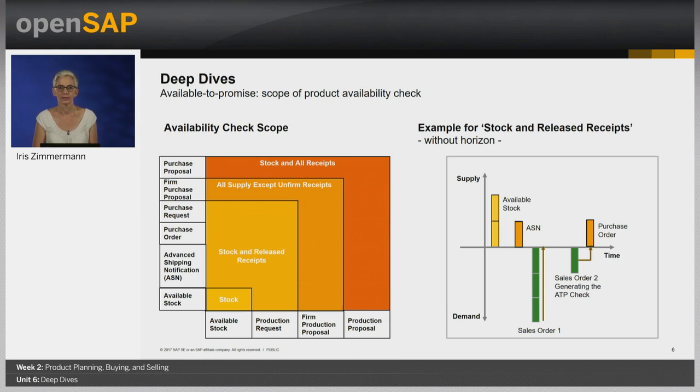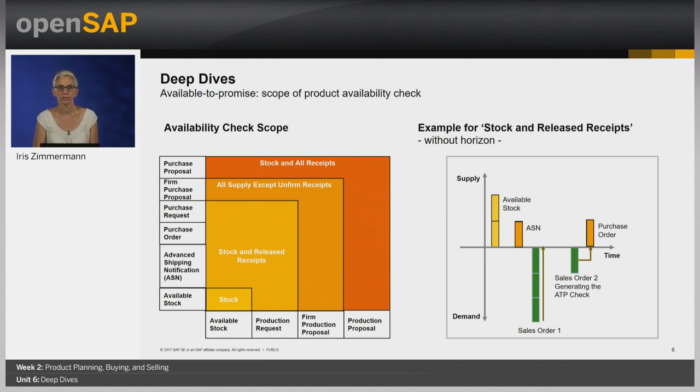On the vertical axis, all supply related to external procurement is displayed. On the horizontal axis, you see the supply provided through in-house production. For both, the availability check scope is relevant in a similar manner. You can use only stock as supply. On the one hand, this will result in a very reliable confirmation. On the other hand, it easily results in an unconfirmed situation, although you might have enough time to reorder.